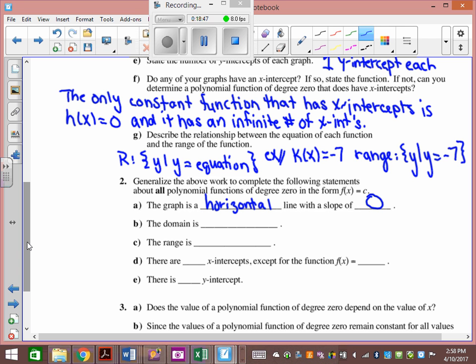The domain. The domain is every x value in the world. So what's the domain? X such that x is an element of the reals. This is an E looking deal. It should look like a C with a little line, but mine's getting kind of fuzzy. What's the range? If f of x equaled 6, the range would have been y equals 6. If f of x equaled 3, the range would be y equals 3. If f of x equals c, what's my range? Y equals c.